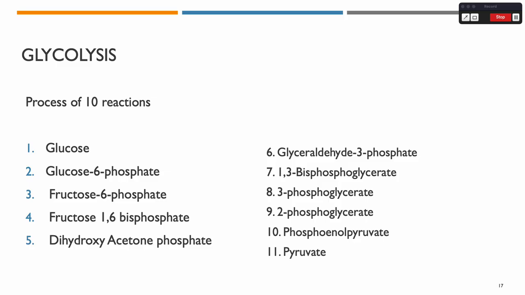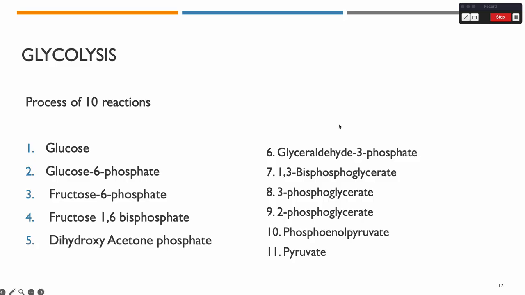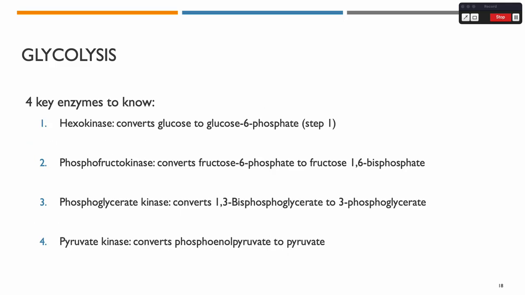Glucose to glucose 6-phosphate, there's an enzyme. That enzyme is hexokinase. Okay, it's the first step in our process. And what happens here is it converts glucose to glucose 6-phosphate. That's step 1, just like what I just mentioned here, right? And then you have number 2 right here, phosphofructokinase, which converts fructose 6-phosphate into fructose 1,6-bisphosphate.